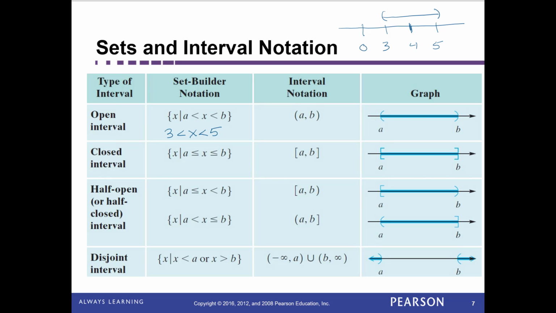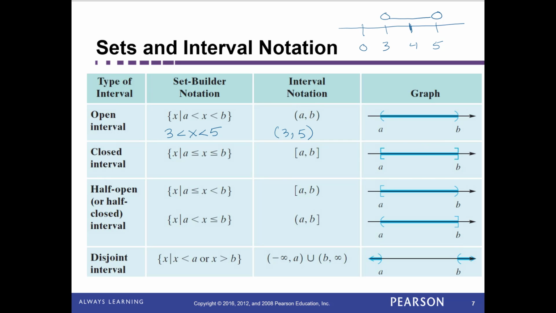But there's an advantage. The advantage to using parentheses is when you put this in interval notation, it is going to be open parenthesis 3, 5, close parenthesis. And if you notice, the parentheses map to the values that are there. So maybe you want to use open parentheses.